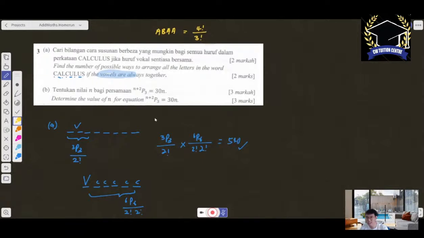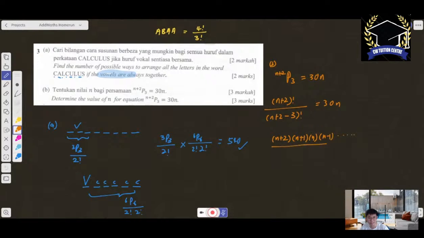Okay, so now part B. Determine the value of n for the equation (n+2)P3 equal to 30n. So apply the formula: (n+2) factorial over (n+2-3) factorial. There's no r factorial in the front, so equal to 30n. So (n+2) factorial is (n+2), (n+1), n, (n-1), and continue going down. And n+2-3 is n-1, right? So it will be (n-1) onward, and keep going down.